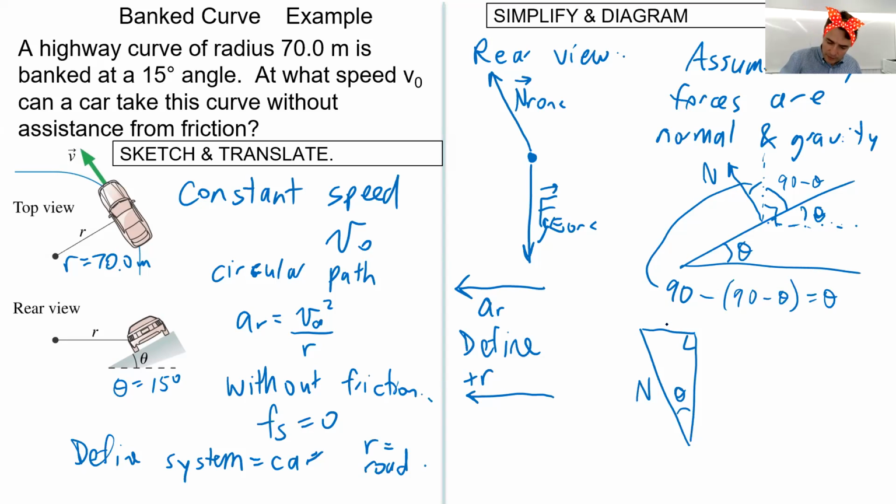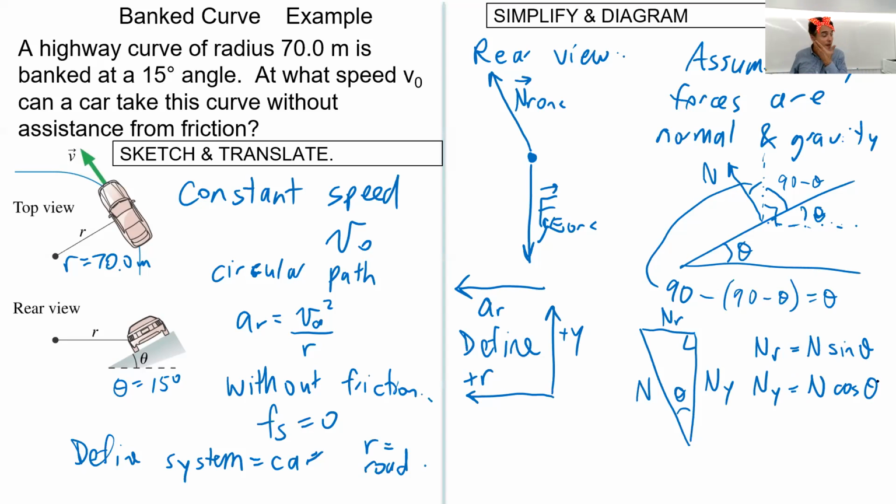So now the normal force has a component in the r direction, and we can put y to be up, so the normal force has a component in the y direction as well. So n sub r is equal to n times sine theta, and n sub y is going to be n times cos theta, as defined here. These are all the tricky parts. And then I'm also going to say that a sub y equals 0. The car doesn't accelerate up or down.